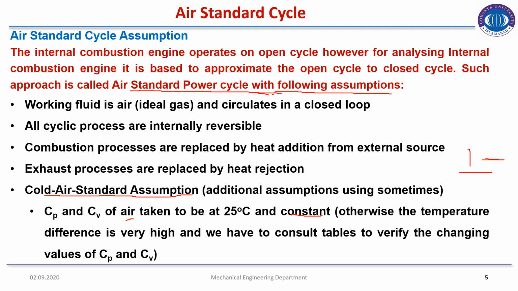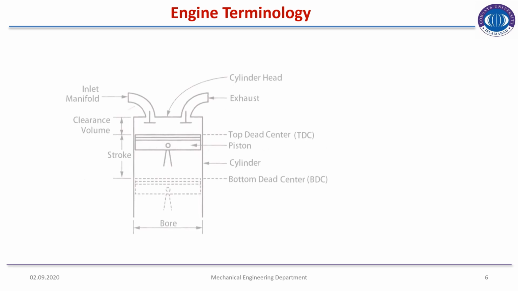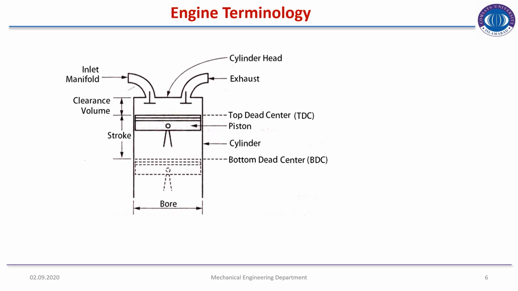So usually the value of air Cp is 1.005. So we will see what are the values in the upcoming slide as well. So now we will discuss some of the engine terminologies that are vastly used.